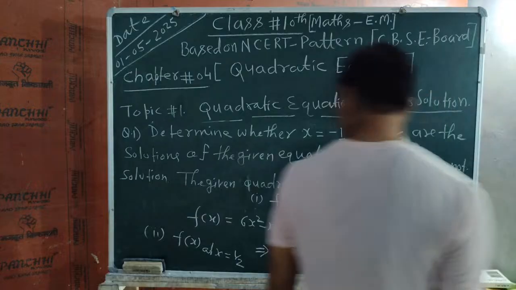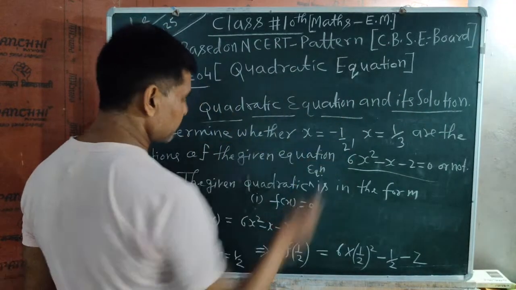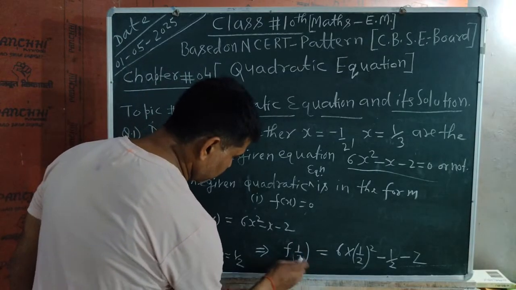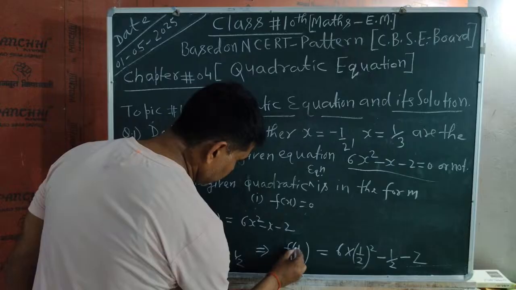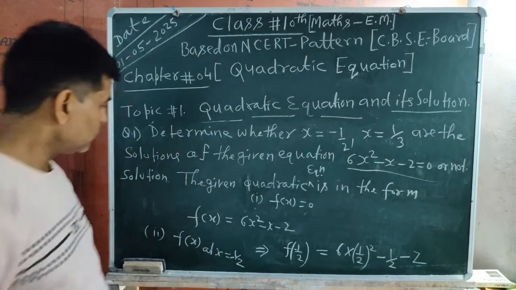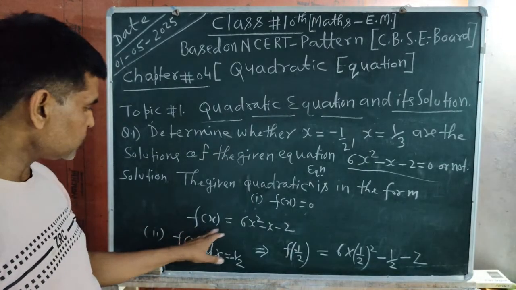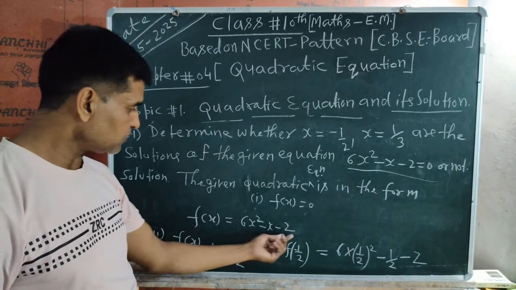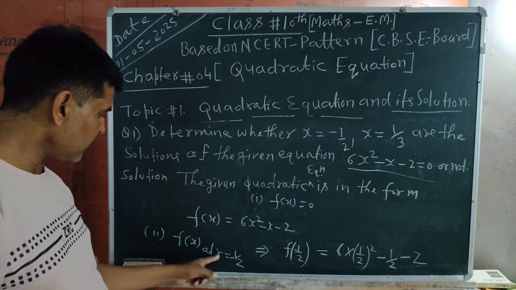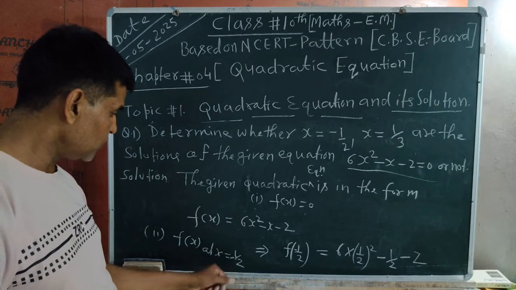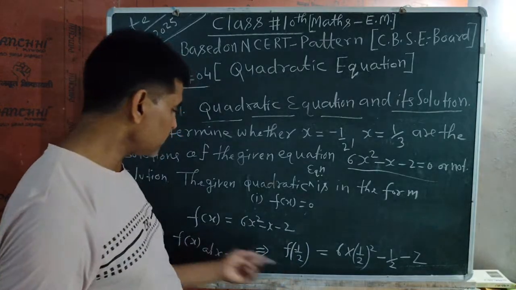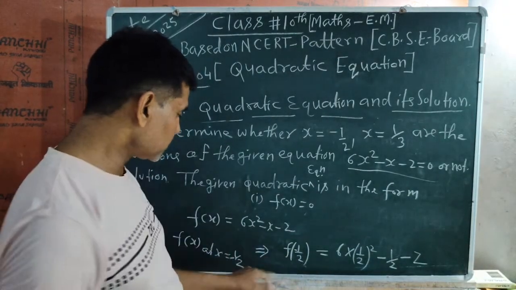Okay, student? So here in the place of x I am going to write minus 1 by 2. So f of x, which is equal to 6x square minus x minus 2. So we have to get the value of f of x at x is equal to minus 1 by 2. So in the place of x I have to put minus 1 by 2.